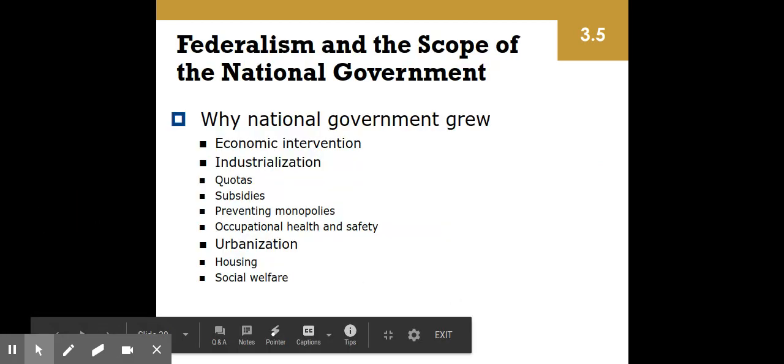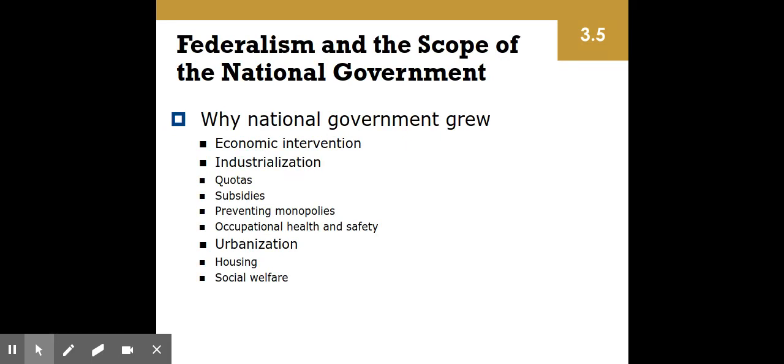Why the national government grew. Economic intervention during the Great Depression. Industrialization caused, of course, concerns over pollution and safety. And there are all kinds of other instances where the federal government has gotten more involved. They have implemented quotas, for instance, a number of things that need to be done in an industry. Subsidies, money that's given to industries or even state and local governments. Laws preventing monopolies. That was a concern also for the national government about stopping one company from having such large control it would stifle competition.